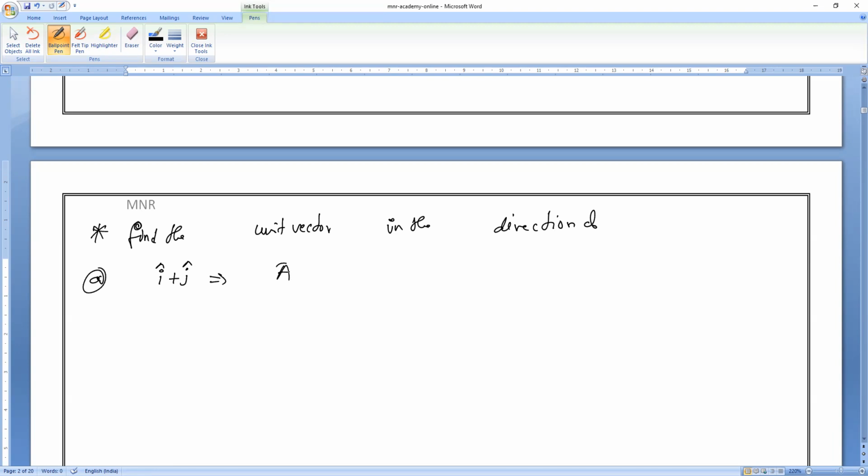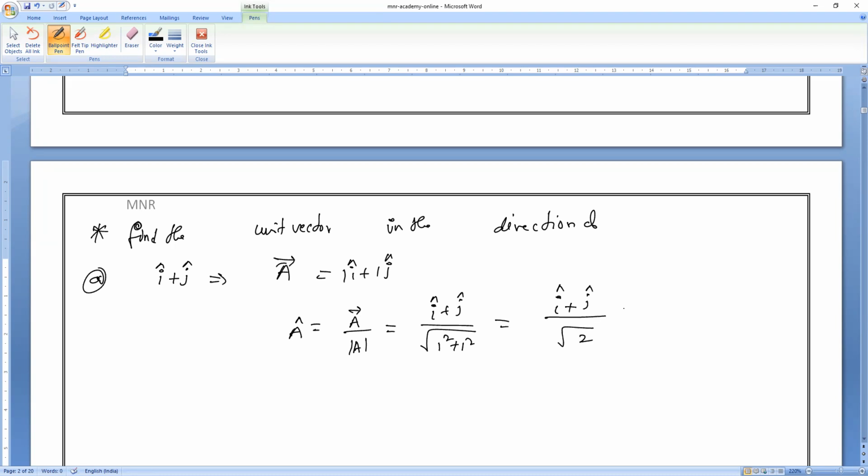The given vector A is 1 I cap plus 1 J cap. Is it right or wrong, everybody? They're asking for the unit vector. So unit vector means vector A divided by the mod of A, the magnitude. Vector A is I cap plus J cap, and the magnitude will be root of 1 square plus 1 square. So I cap plus J cap divided by root of 1 square plus 1 square, which is root 2.